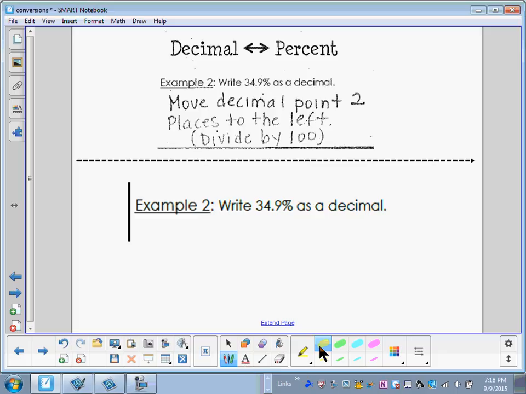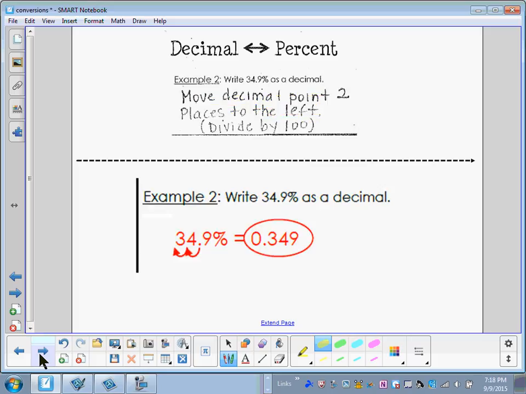All right, let's take a percent and convert it to a decimal. When we do that, we move the decimal point 2 places to the left, or we divide by 100. So go ahead and try example 2. Write 34.9% as a decimal. 34.9% is equal to 0.349.